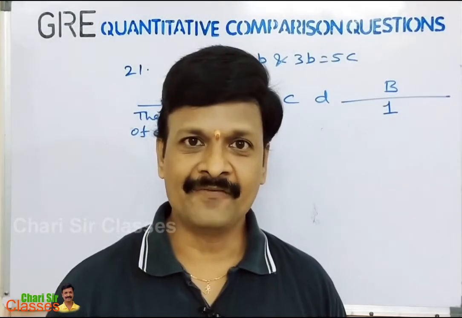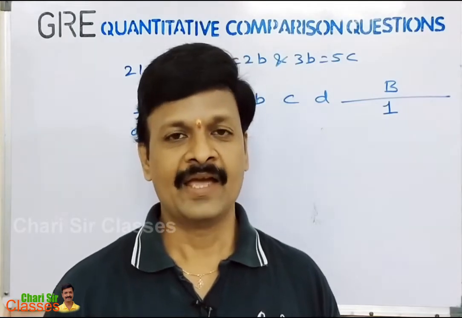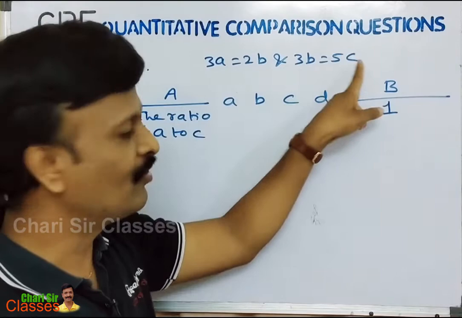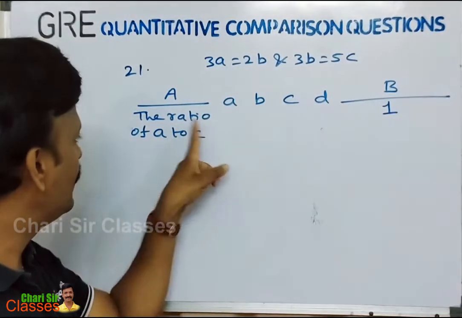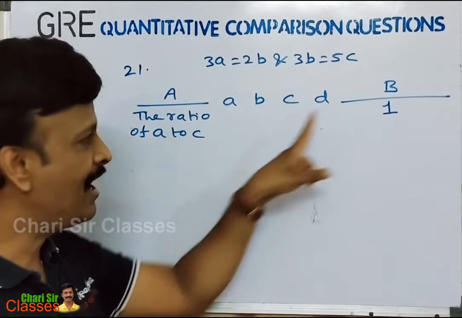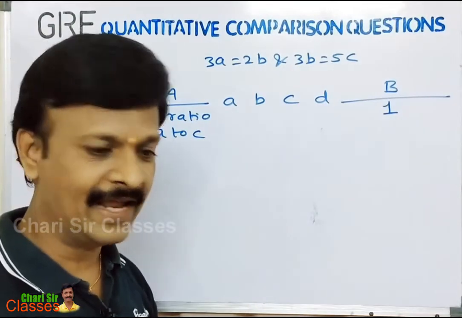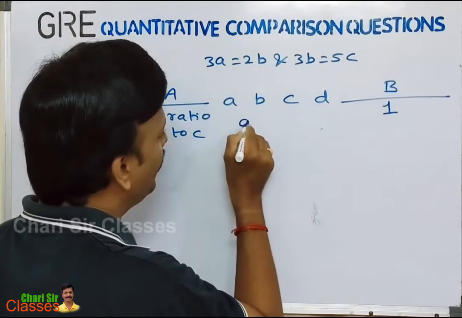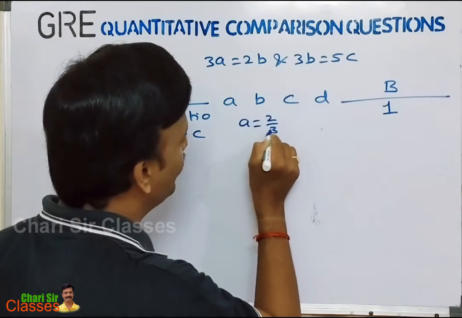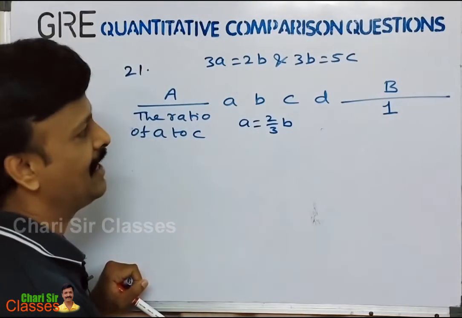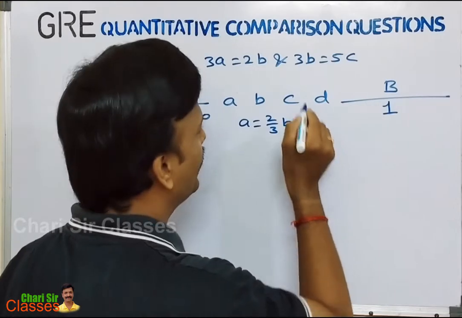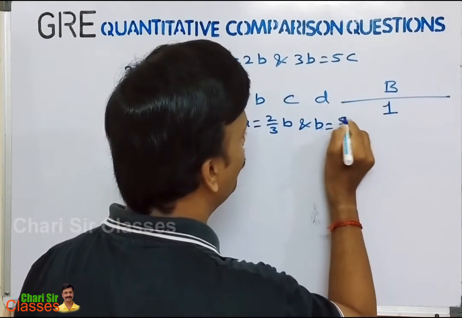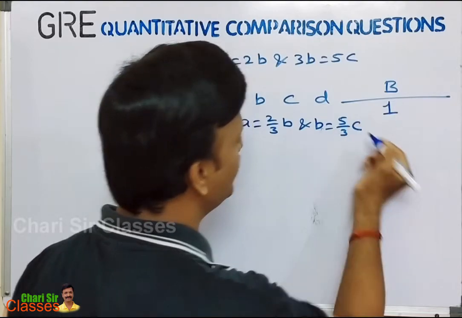Question number 21 is a ratios question. Here the relation is given that 3A equals 2B, 3B equals 5C, and we need to find out the ratio of A to C, and quantity B is given as 1. Now 3A is equal to 2B, then A is equal to 2 by 3 of B you can write, and also you can write 3B equals 5C, so B is equal to 5 by 3 of C.